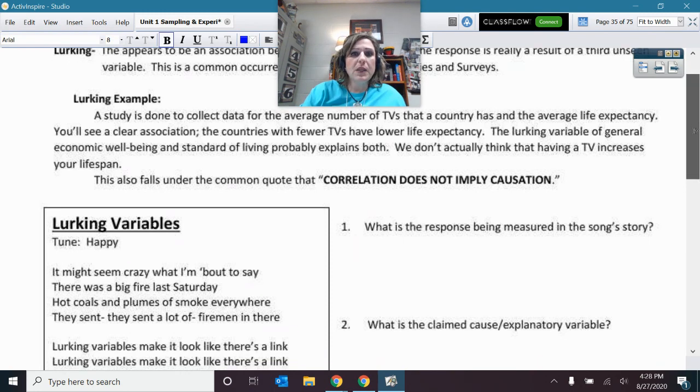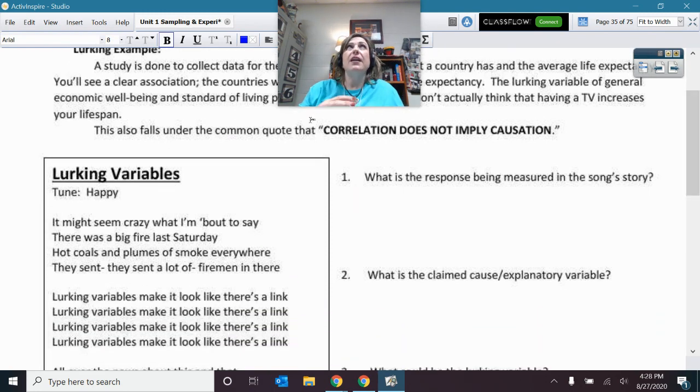All right. Another common thing you need to watch out for, another phrase you need to understand from this is that just because two things are correlated and related, and there might be a relationship or association between them, correlation does not imply that there is a cause. So just because those are correlated doesn't mean one is causing the other.